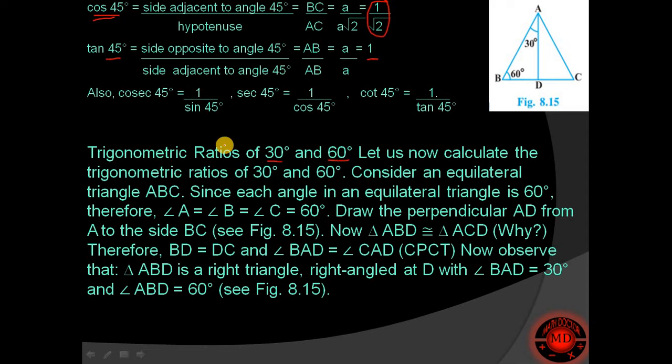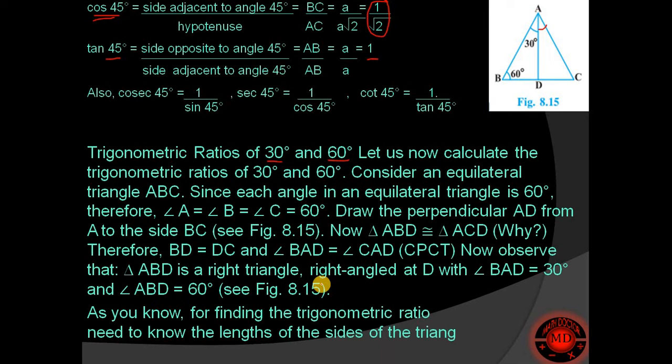Now let's begin with the trigonometric ratios of 30 degrees and 60 degrees. Let's calculate the ratios of 30 degrees and 60 degrees. Consider an equilateral triangle ABC. Since each angle in an equilateral triangle is 60 degrees, all angles are the same. Now we're going to find all the trigonometric ratios of 30 degrees and 60 degrees.